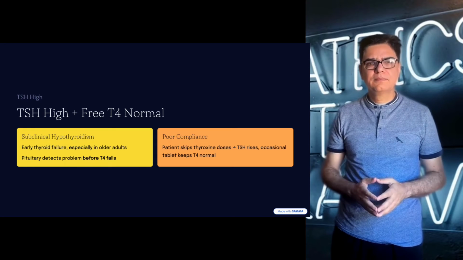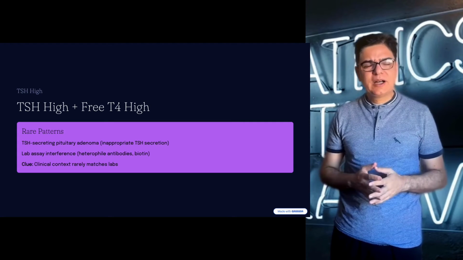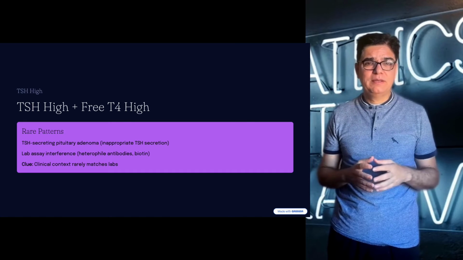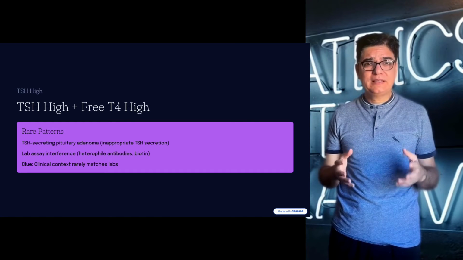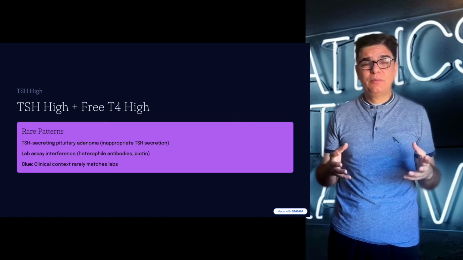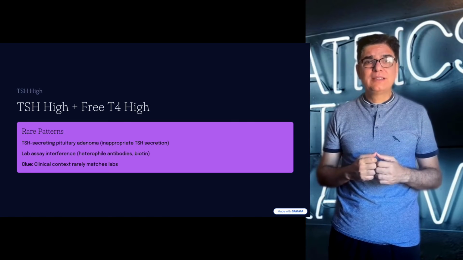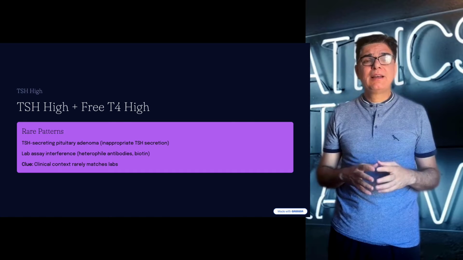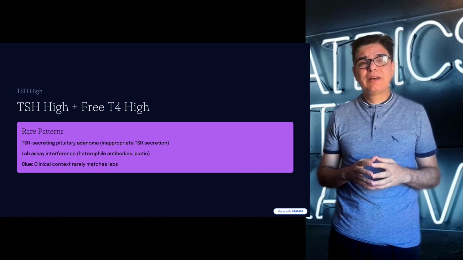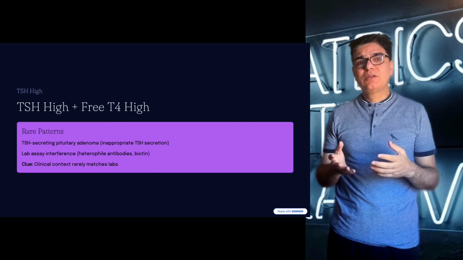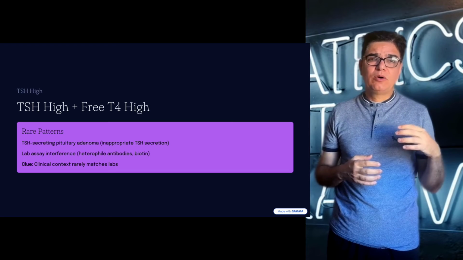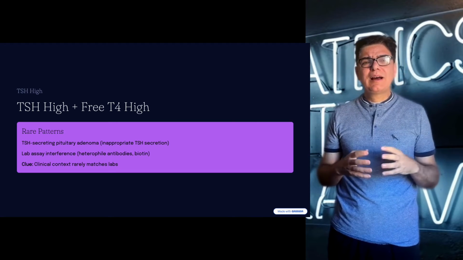Then if the TSH is high and the T4 is also high, this is a rare condition, but it usually means that the pituitary is the problem. It's a TSH secreting adenoma either in the pituitary or somewhere in the brain. The clue is that the patient often looks hyperthyroid clinically, even though the TSH is inappropriately high. So the problem is central. It's usually a TSH secreting adenoma or tumor of the pituitary gland.